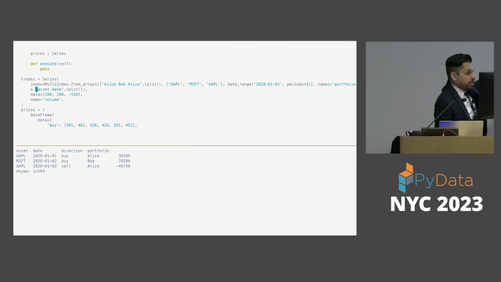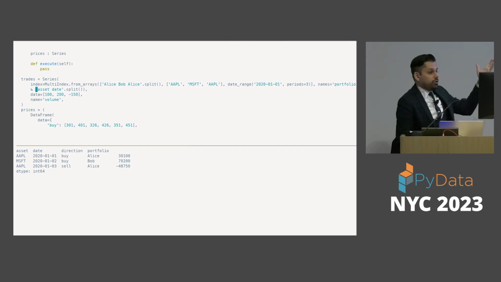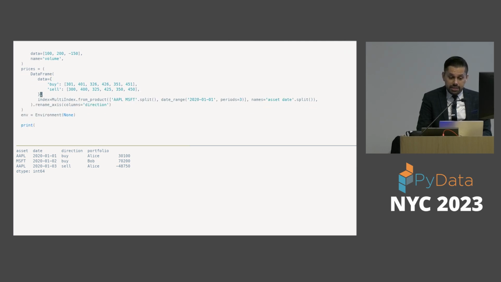Now we might have to remove things like that direction, but we added that in through that stack operation, so that's not really a big deal. We know that it's there, so we could just drop that level very easily because we explicitly added that level.